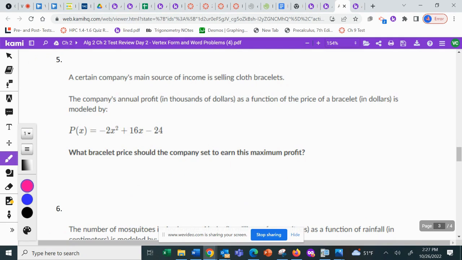A word problem. Yay! For those of you on the video, everybody is cheering and clapping and standing O right now.